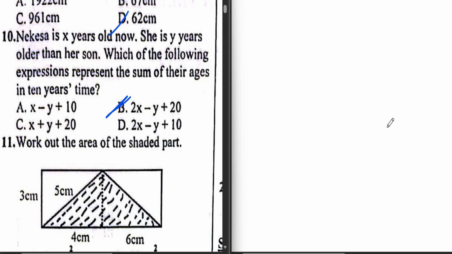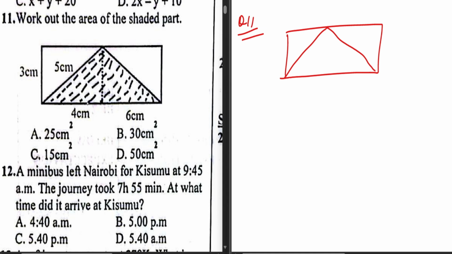Okay, let's go to question 11. Work out the area of the shaded part, which is this one, which is here 4 centimeters, this is 6 centimeters, this is 5. Okay, this is 3 centimeters, hopefully. Now, it's quite hard to get the height, but is it? I don't think it's that hard, because if this is 5, at the end of the day this is going to be 3, so it's 3, 4, 5.